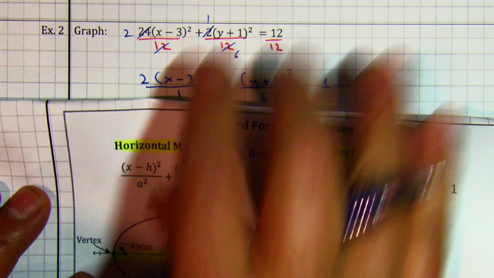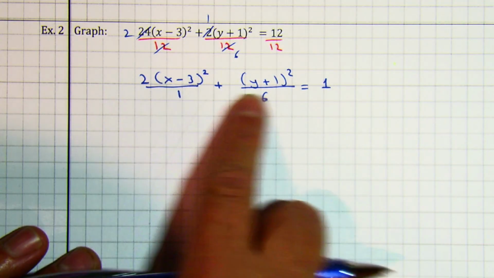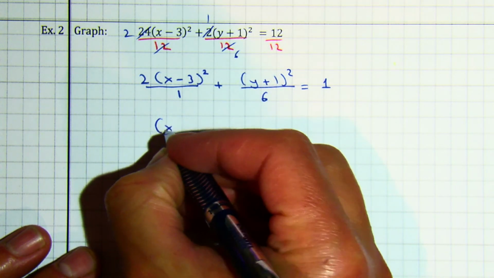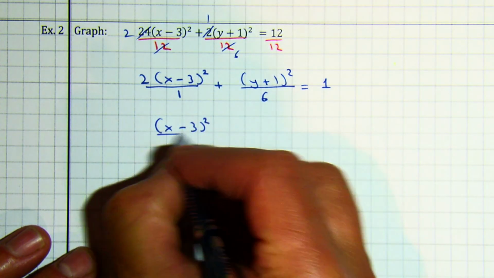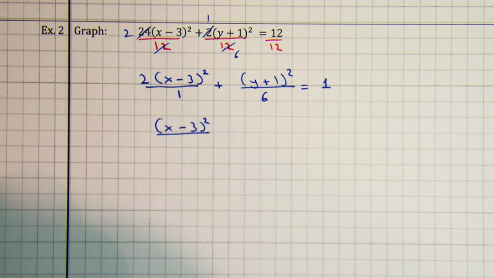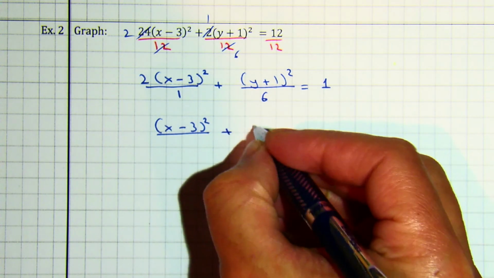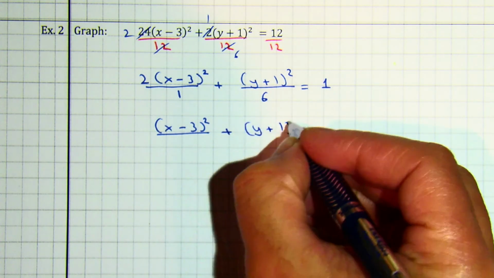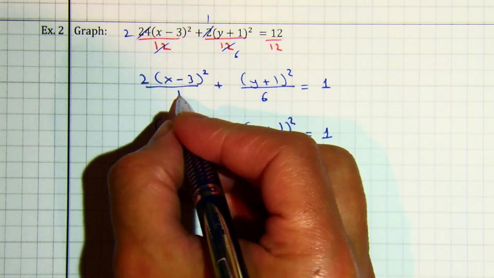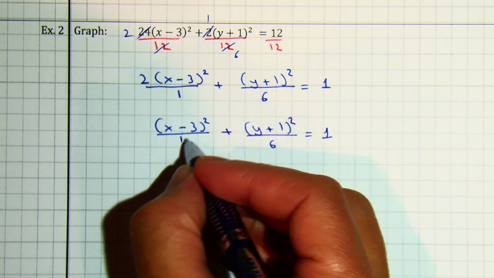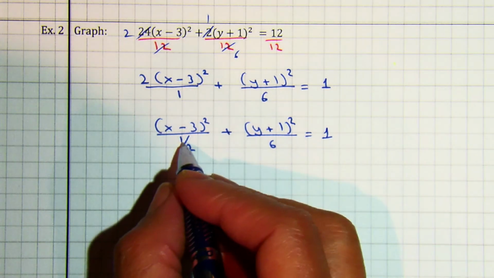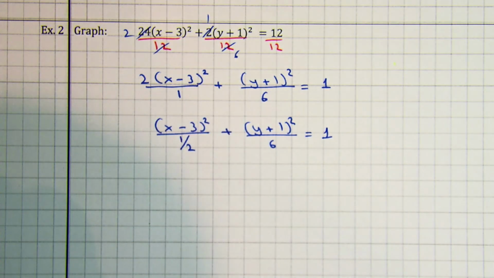So is there any way that I can rewrite this expression? Because this one's fine. I just need to be able to rewrite this expression such as the (x minus 3) squared over a number that will be the same thing as 2 over 1. So what should be underneath? 2 over 1 can be written down as 1/2. Do you agree? If you take the reciprocal, you end up with 2 over 1.